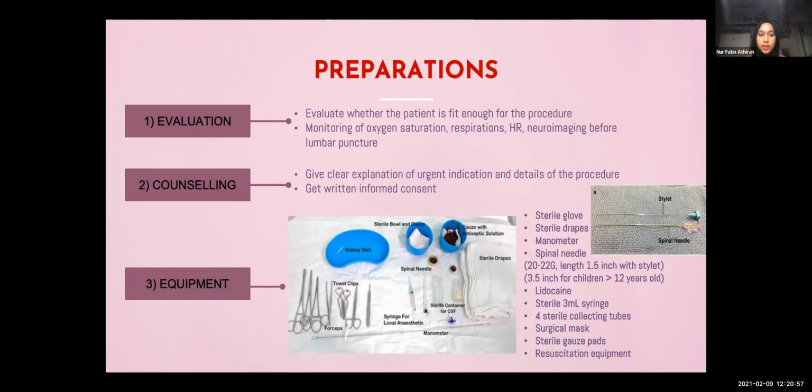And the third one is the equipment. Like I've listed here, the important one is the needle itself. We use the spinal needle. The spinal needle is 20 to 22 gauge, and the length is about 1.5 inch with stylet. But for children over 12 years old, we use a longer needle, which is 3.5 inch.